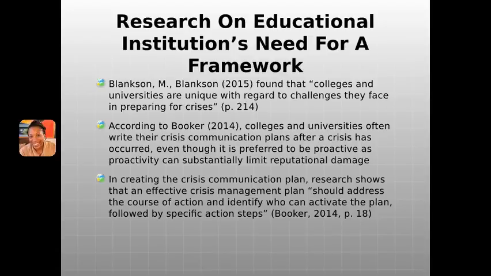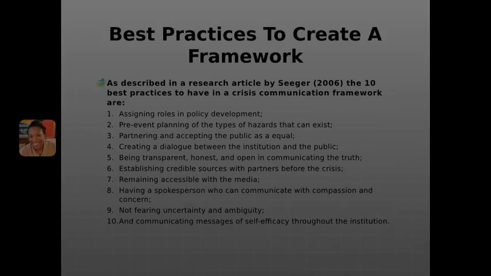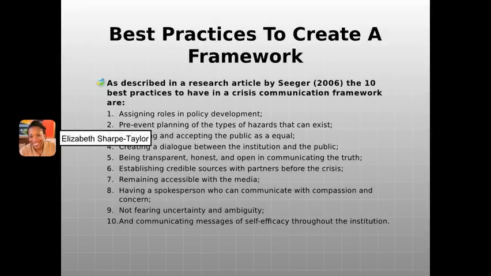In creating a crisis communication plan, research also shows that an effective crisis communication management plan should address the course of action and identify who can activate the plan, followed by specific action steps. As described in research, here are the 10 best practices to have in creating a crisis communication framework.